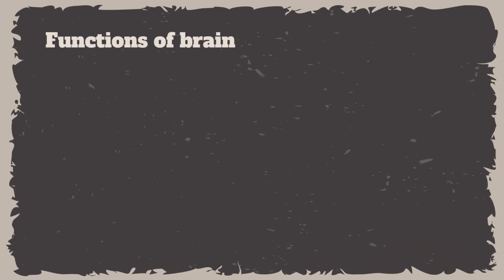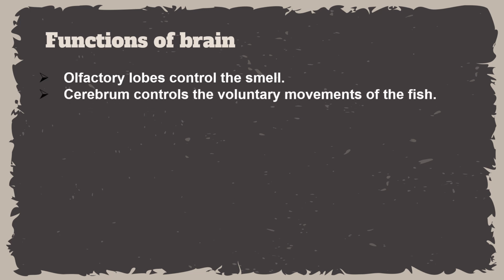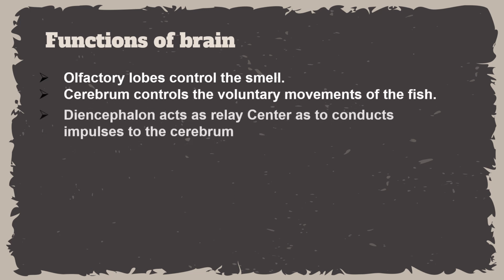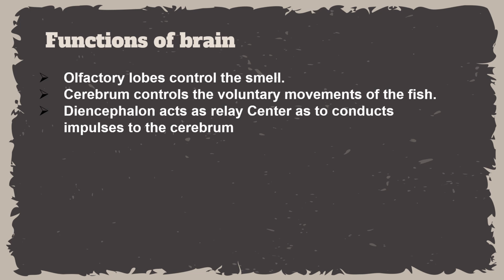Let's see the functions of the brain. The olfactory lobes in Scoliodon control smell. The cerebrum controls the voluntary movements of the fish. The diencephalon acts as a relay center to conduct impulses to the cerebrum. The optic lobes control sight.